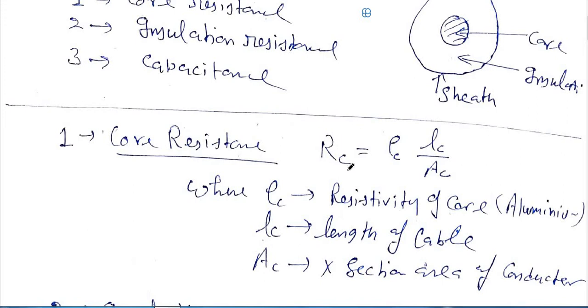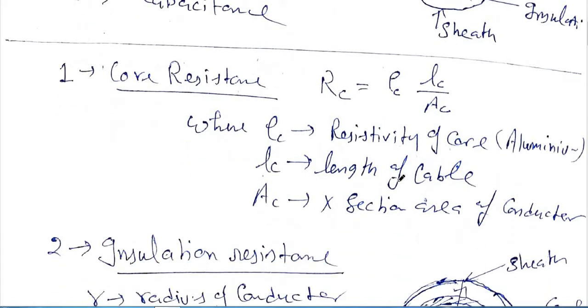It has already been discussed in the overhead line conductor. So the same formula used for the overhead line conductor will be used to calculate the core resistance of the cable also.